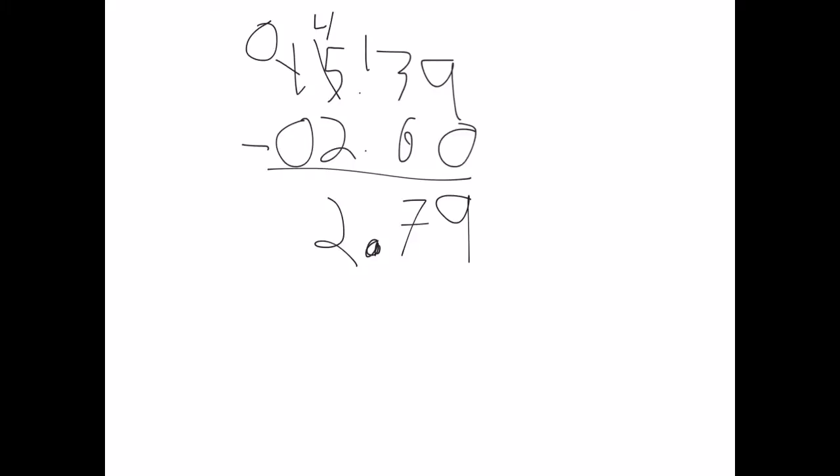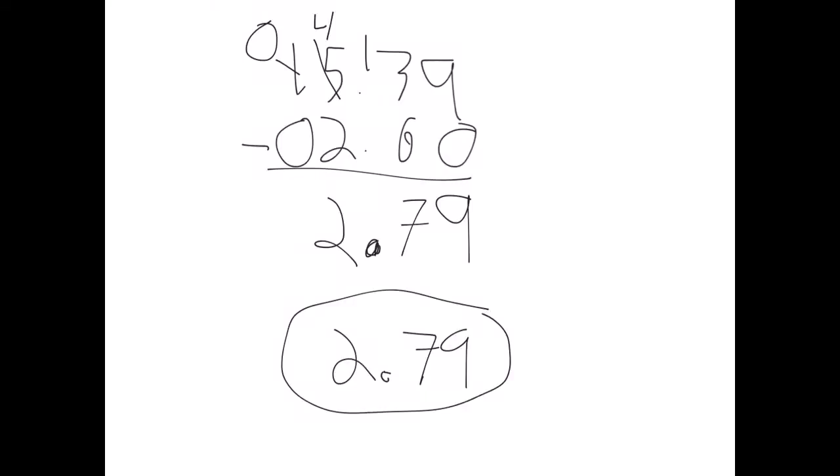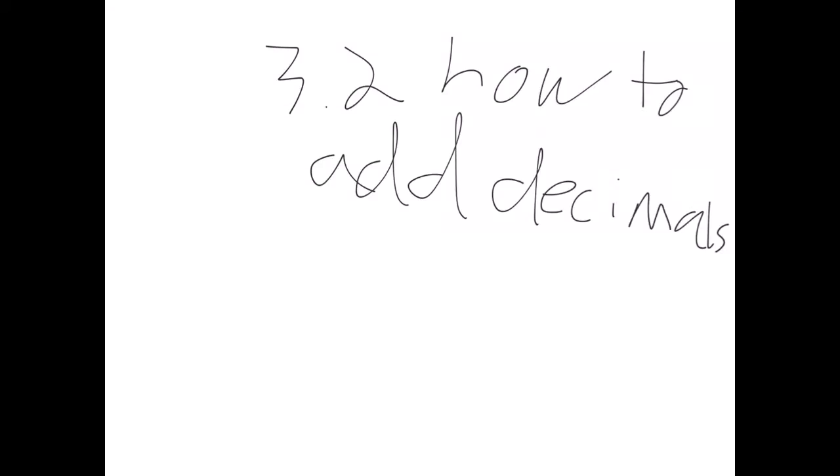Now we don't have to check because it's subtraction. We only need to do that for addition. So our answer is 2.79. There you go. 3.1, how to add and subtract decimals.